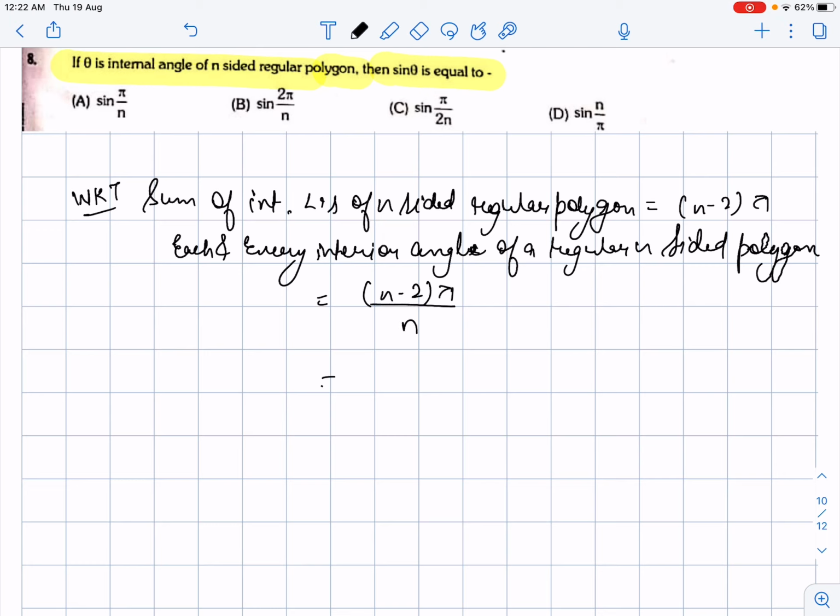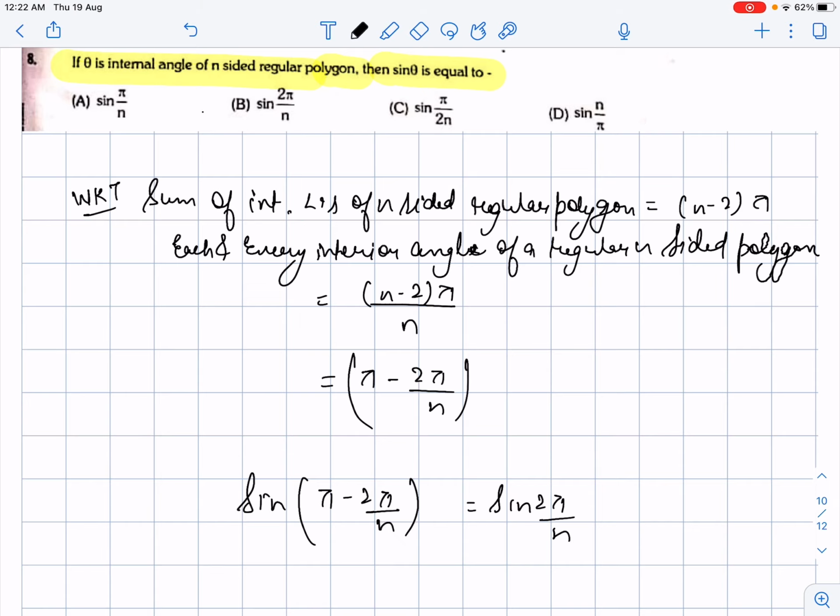So finally it will be becoming pi minus 2 pi by n. And we want sine of this angle, so sine of pi minus 2 pi by n will be becoming sine of 2 pi by n, which means option B will be the right answer.